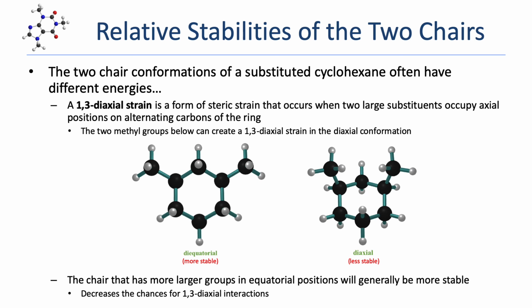And that means that the diequatorial conformation is going to be more stable than the diaxial because it has less of that 1,3-diaxial strain energy. And this is generally going to be true. Overall, when you have substituents on a 6-membered ring, the more stable conformation will be the one that has more of the larger groups in equatorial positions because it minimizes the chances for those 1,3-diaxial strains.